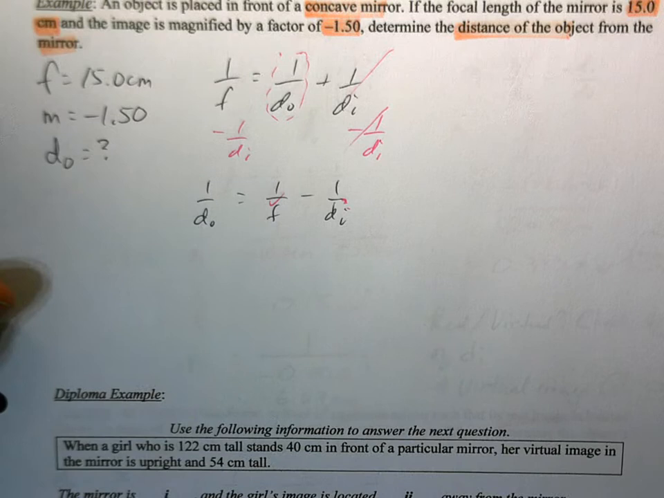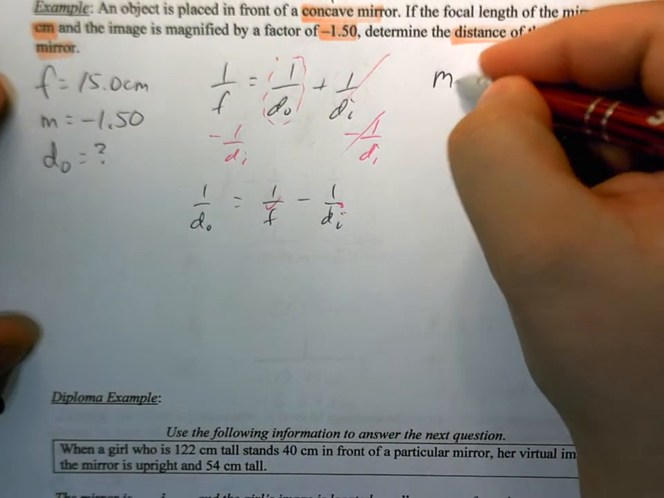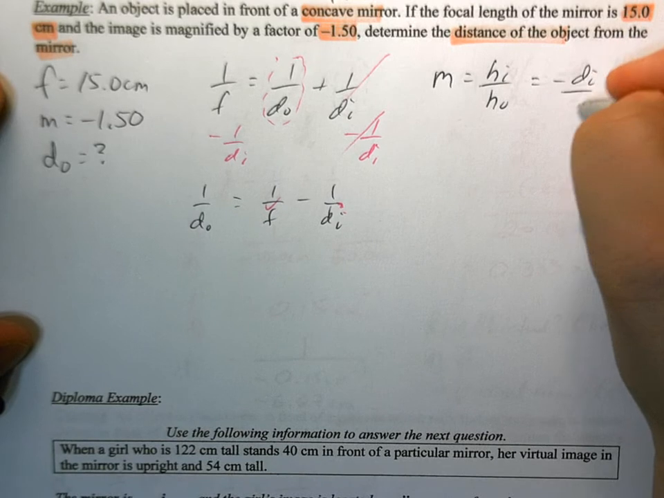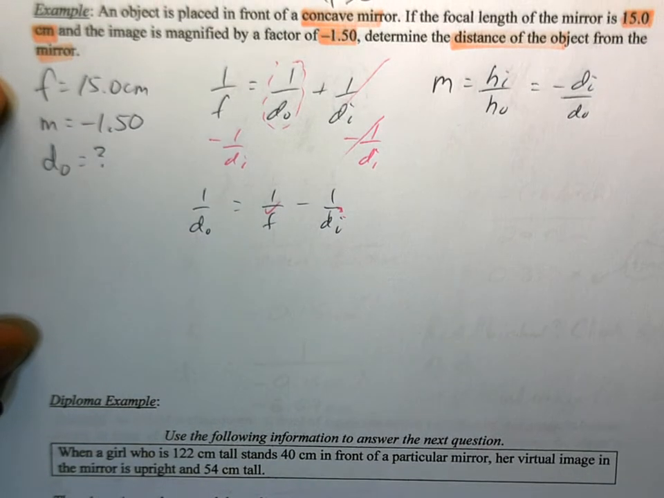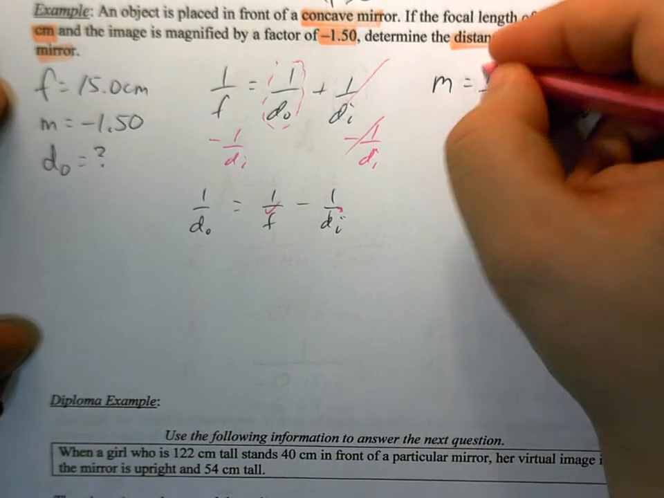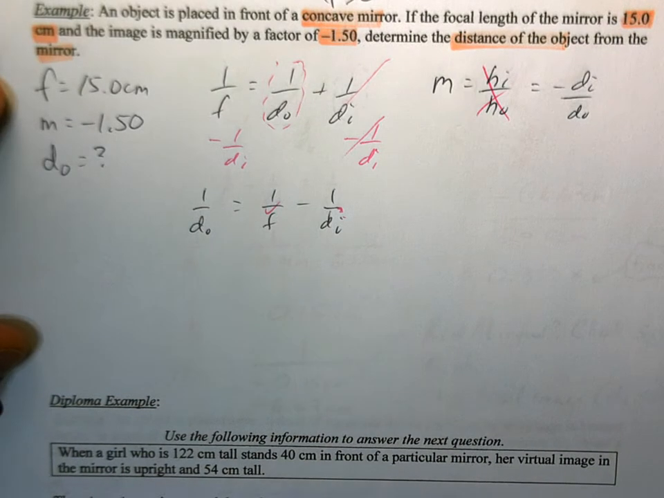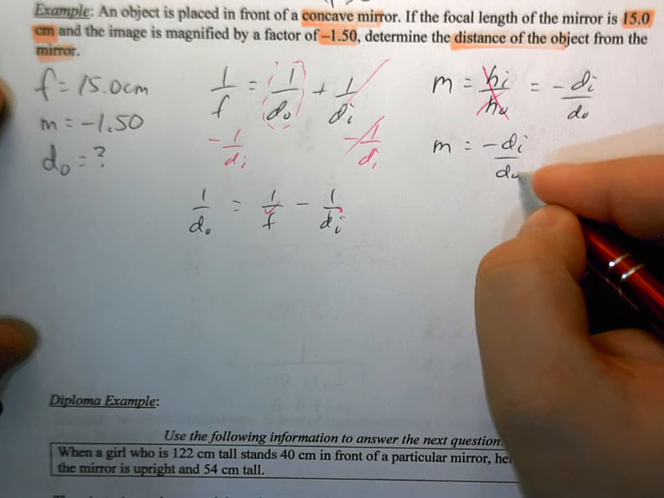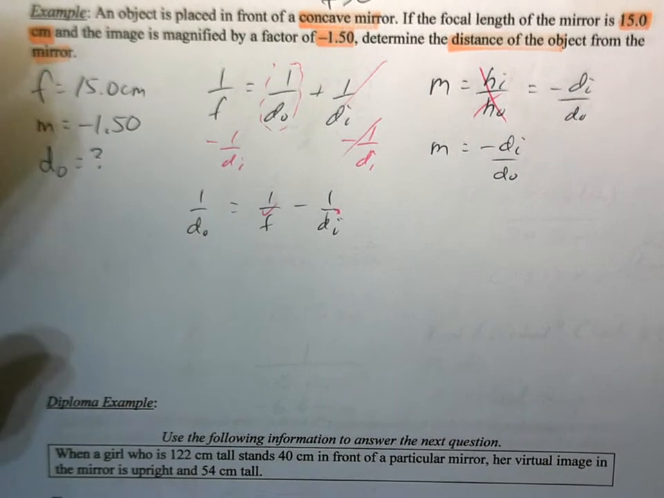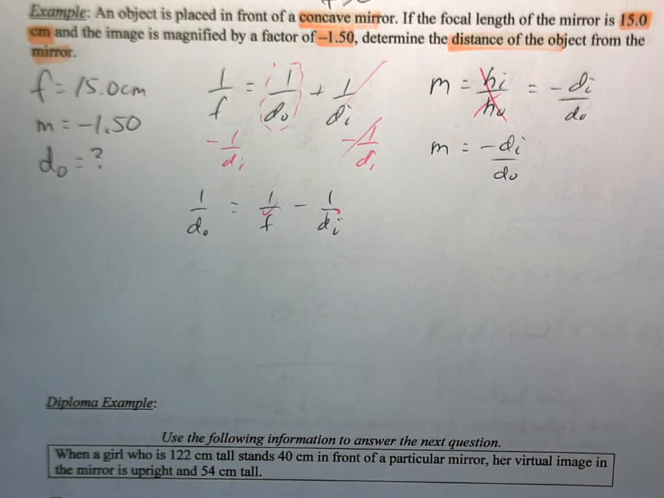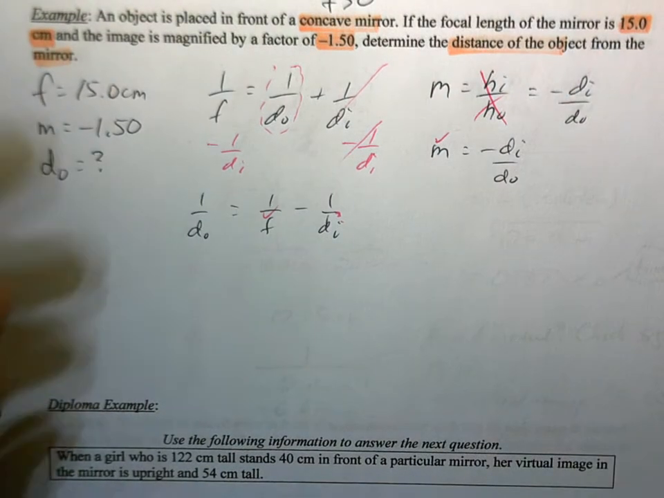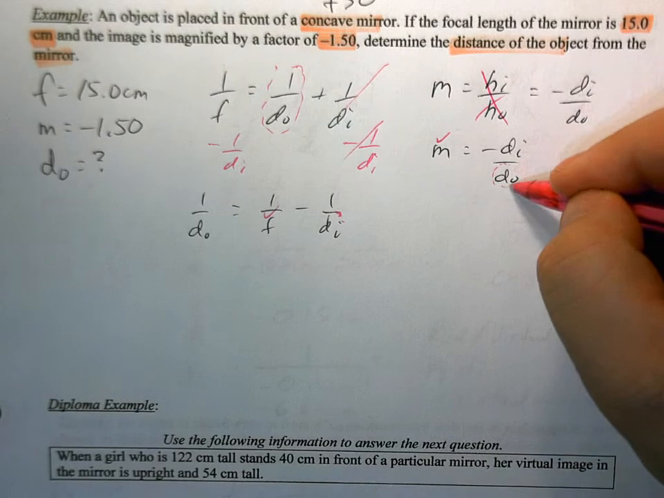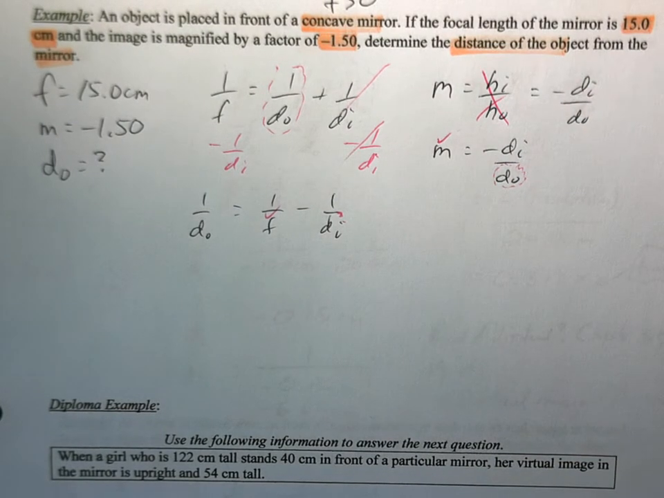This is where the magnification comes in. We're told it's negative 1.50. We also know the equation for the magnification: it's HI over HO, or negative DI over DO. Again, I'm not provided any information about heights, so I don't care about that part. I could just say the magnification is negative DI over DO. Now what I do know is the magnification. I don't know DI or DO, but I'm actually trying to find DO. That's the overall objective here.